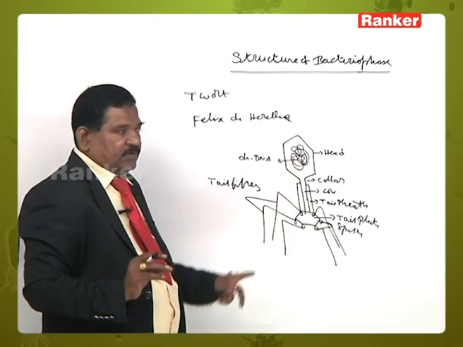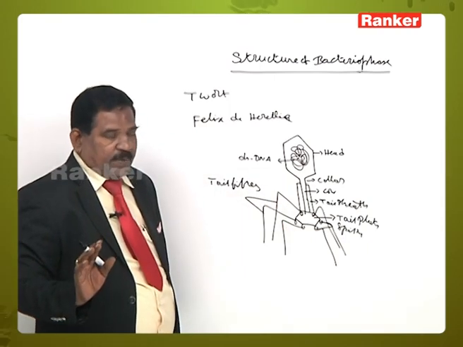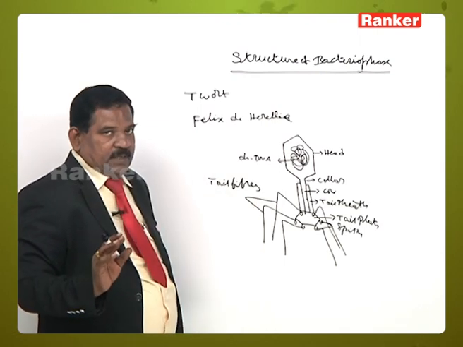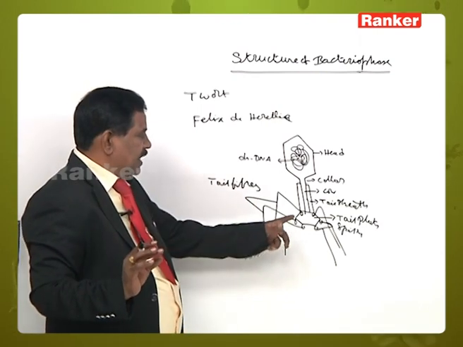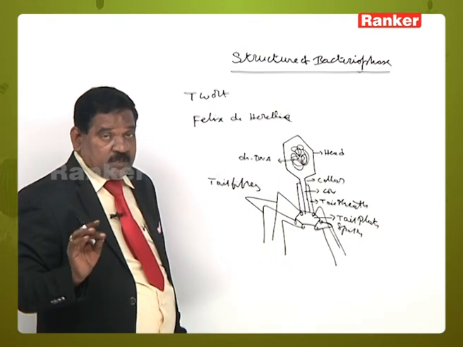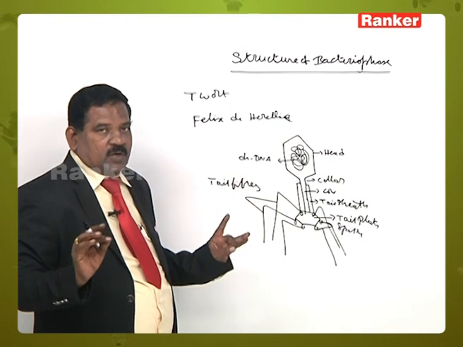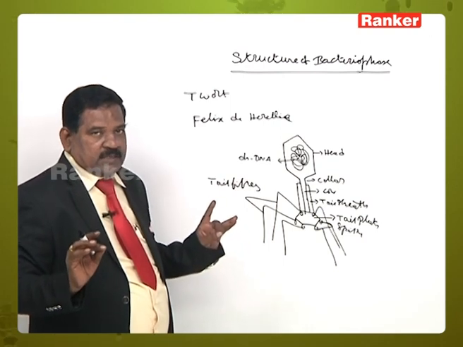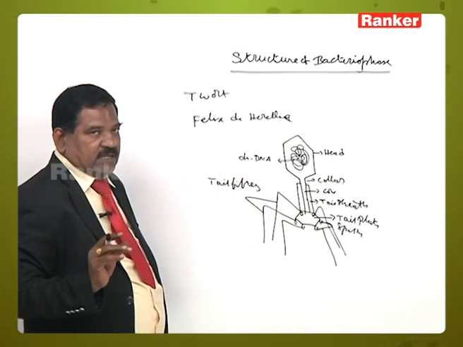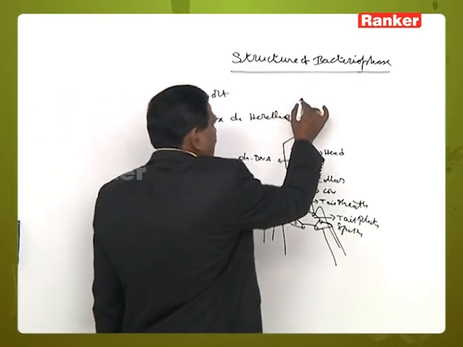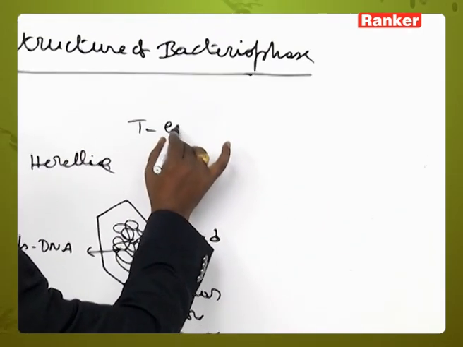At the base of the tail is a hexagonal plate called the tail plate. At each corner of the tail plate there is one spike, so 6 spikes. From each spike, one tail fiber arises, so the total number of tail fibers is 6. This type of structure is observed in T-even bacteriophages.